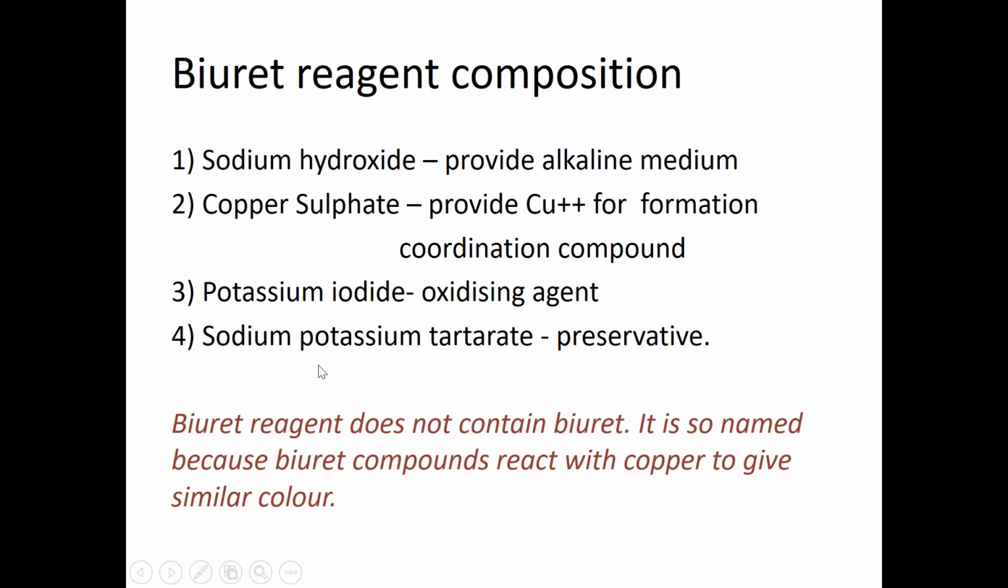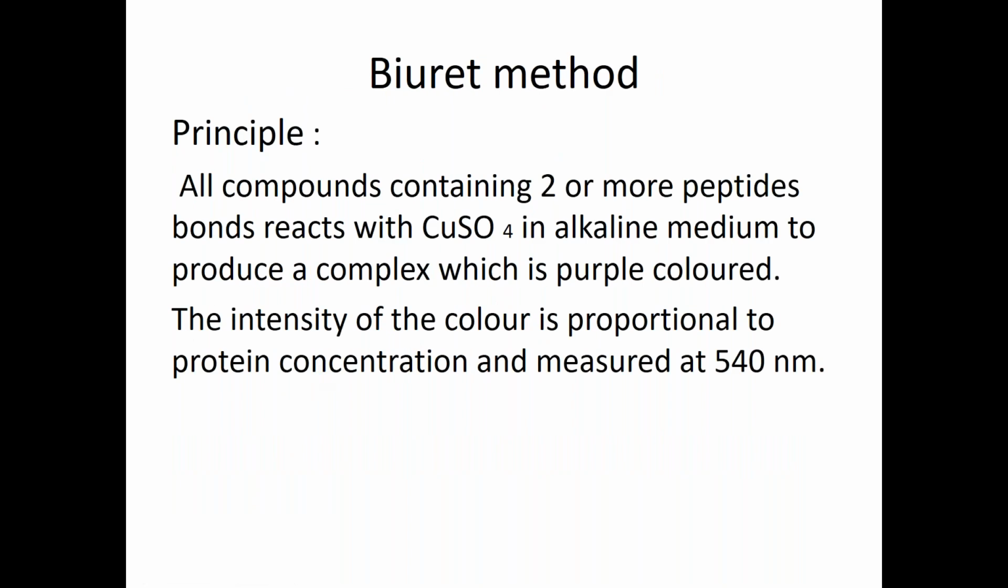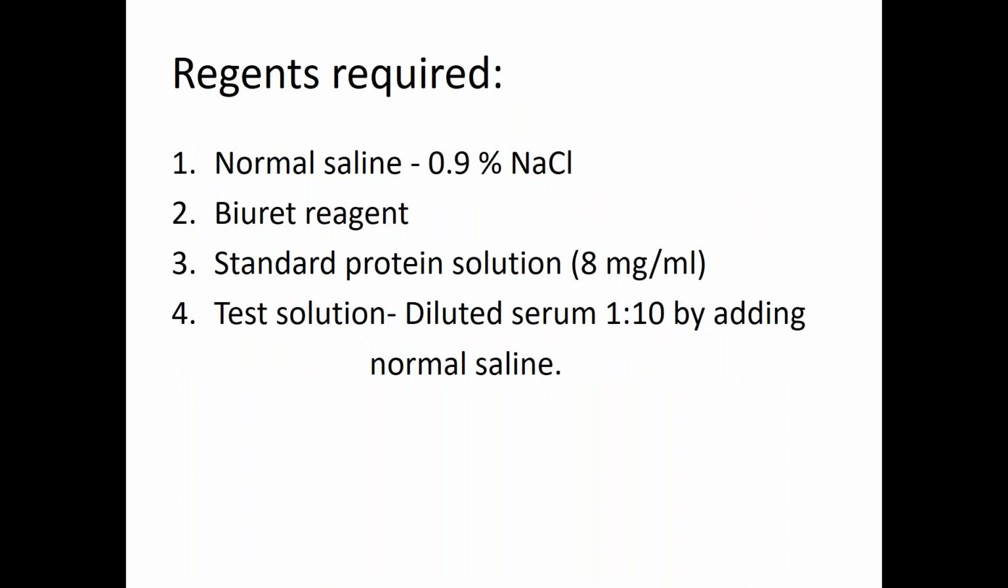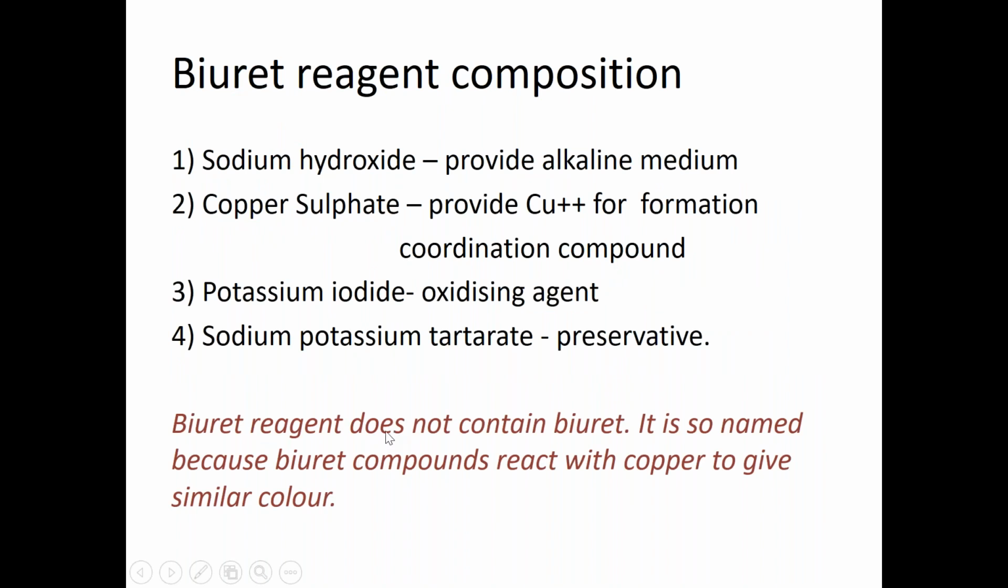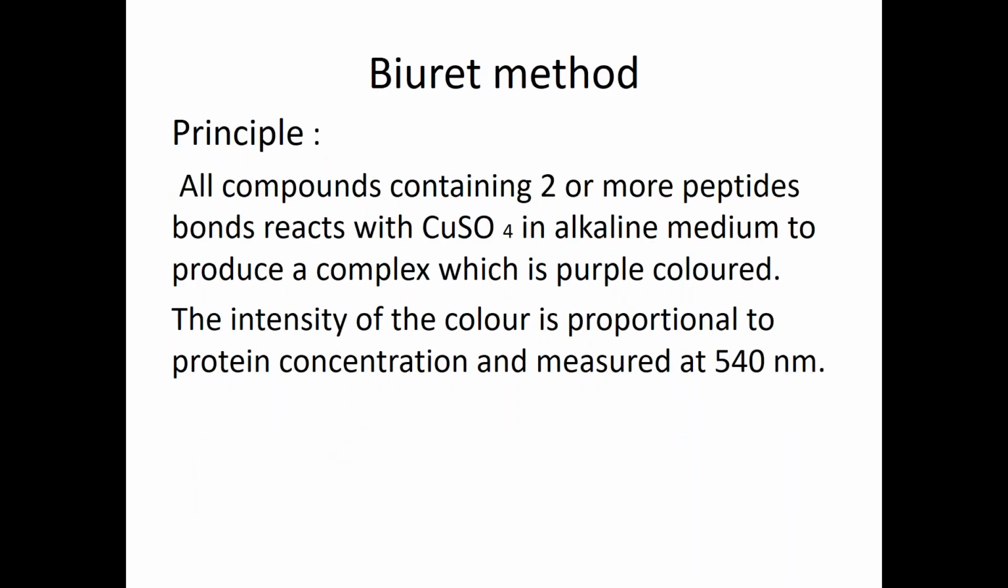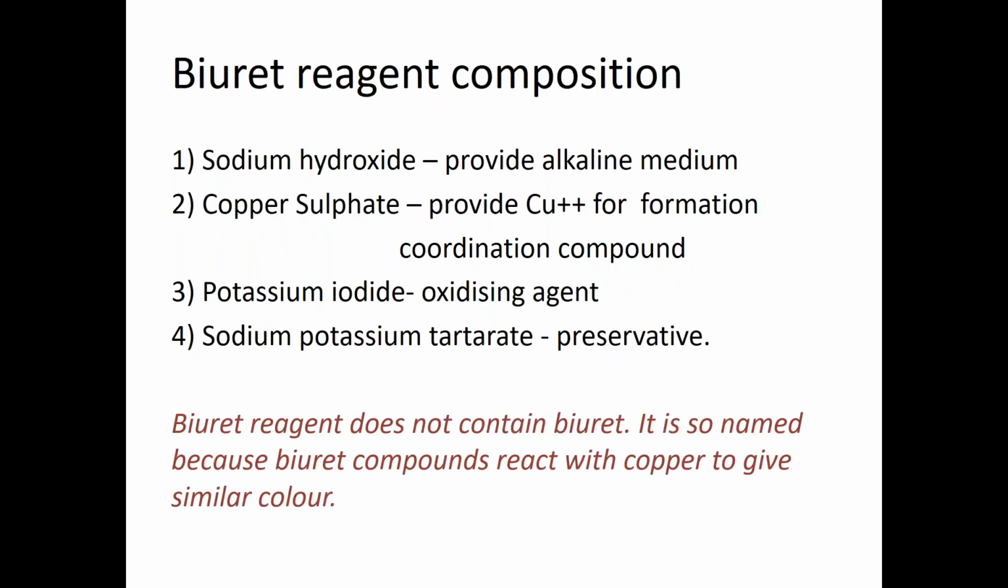Why is the name biuret given to this method? The name of the method is biuret, but there is no biuret compound in the biuret reagent. The reagent does not contain biuret. It is named so because the biuret compound, formed by two urea molecules, reacts with copper and gives a similar purple color. So the test is called the biuret method even though biuret is not present in the reagent. This is one of the favorite viva questions: why is this estimation of serum protein known as the biuret method?